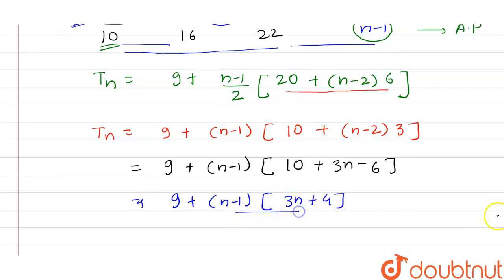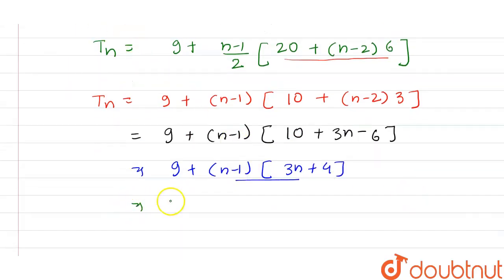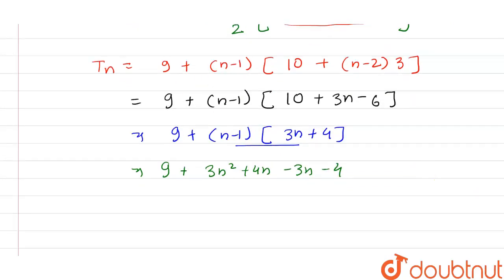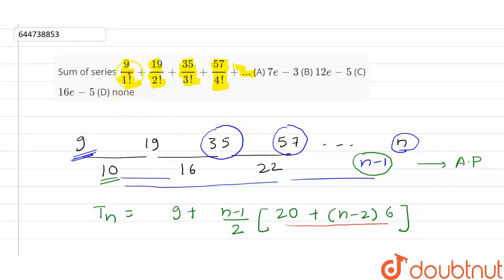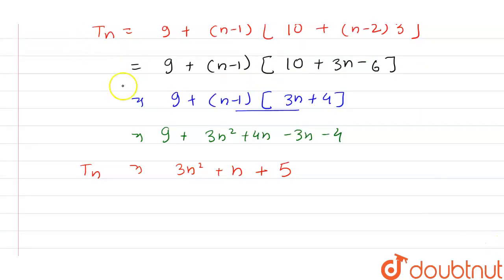Now if we multiply these two, we get 9 plus 3n square plus 4n minus 3n minus 4. So Tn is equal to 3n square plus 4n minus 3n, which is n, plus 5. So we have got Tn. Now from the question we can see that we have 1 factorial, 2 factorial, 3 factorial, 4 factorial, so if we have to find the sum of the series, it is Tn upon n factorial.